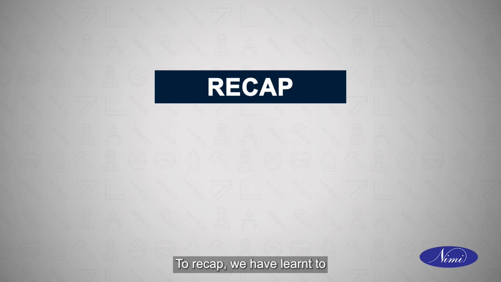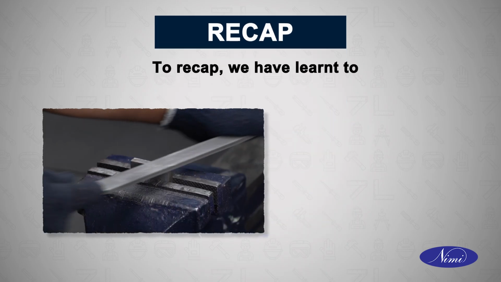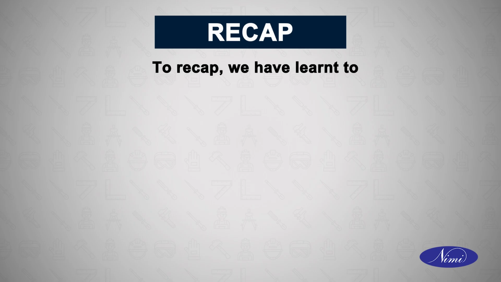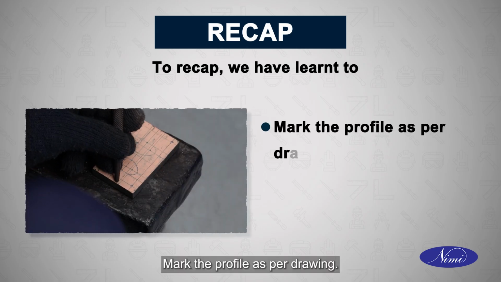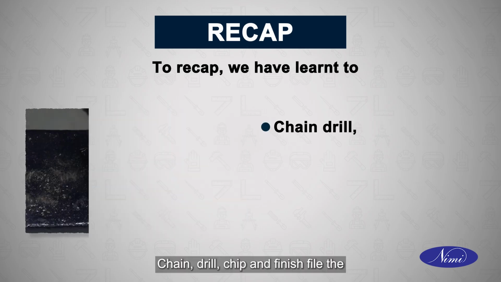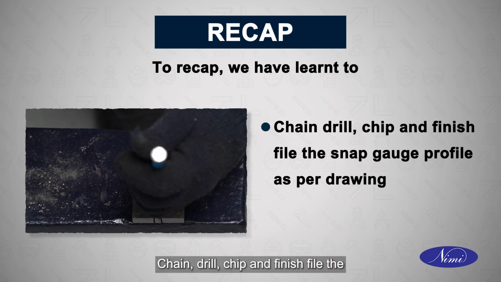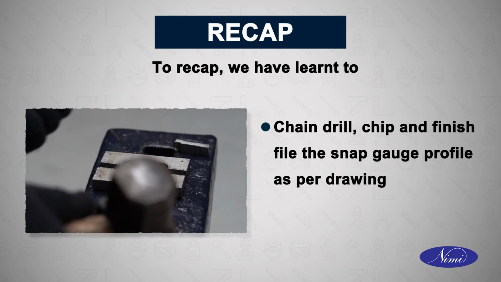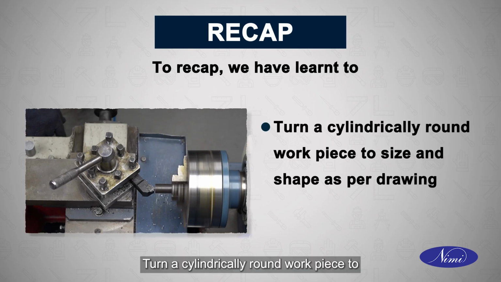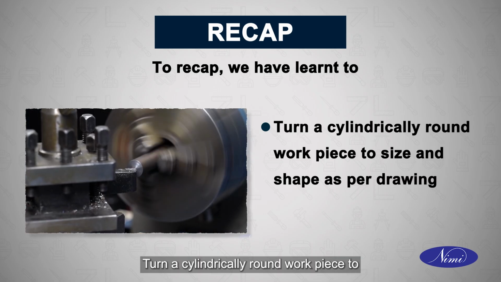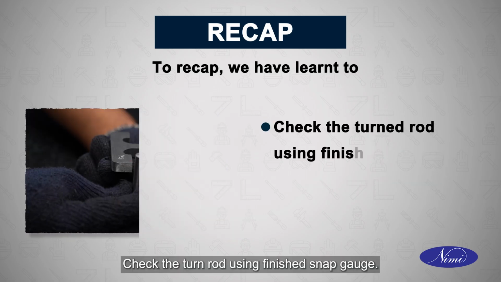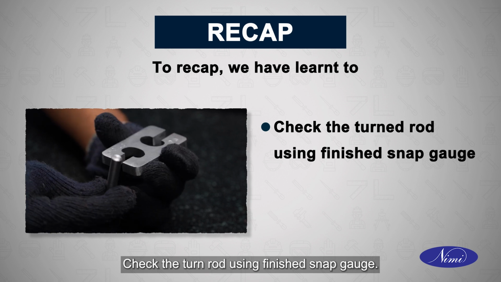To recap, we have learned to rough file to overall size as per drawing, mark the profile as per drawing, chain drill, chip and finish file the snap gauge profile as per drawing, turn a cylindrically round workpiece to size and shape as per drawing, check the turned rod using finished snap gauge.